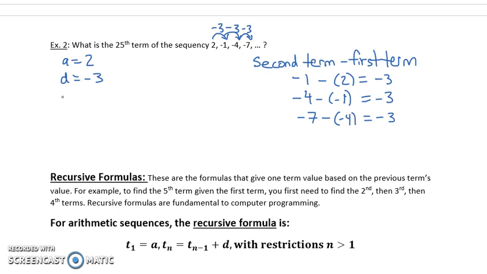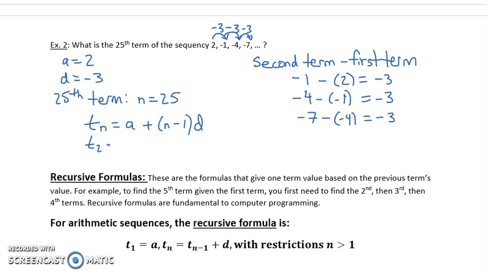That leaves us, if we're trying to find the 25th term, with the n value being 25. So we take our general term, which is this, and we substitute in those values. The 25th term is what we're after. We want to find out what this Tn value is. So for the 25th term, the a value is 2, n is 25, d is negative 3. And when we expand that out, 2 plus 24 times negative 3, we get a value of negative 70.